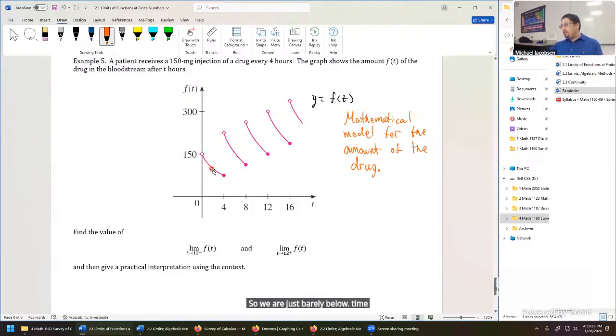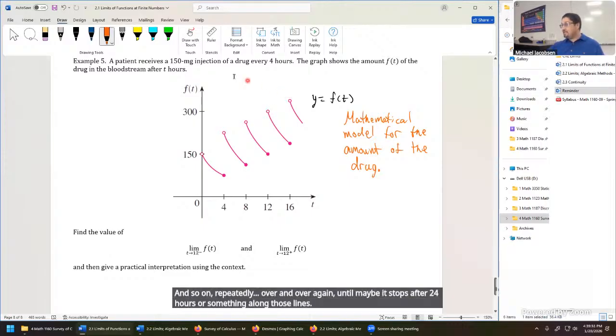Time goes on, and right around the 4-hour mark, we have measured maybe it's 75, halfway down, milligrams in the bloodstream, but they're due for injection every 4 hours. And so after that injection, it jumps up to a higher concentration, again with the open dot. It tapers off as the metabolism eliminates it out of the bloodstream, and so on, repeatedly over and over again, until maybe it stops after 24 hours or something along those lines.